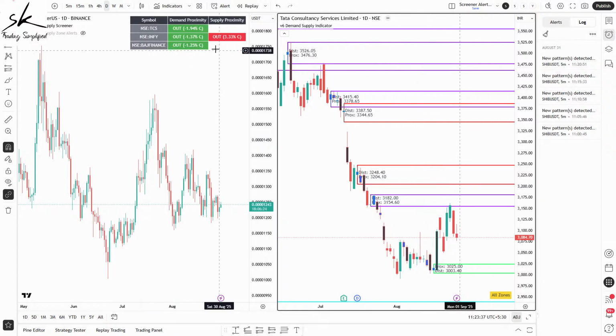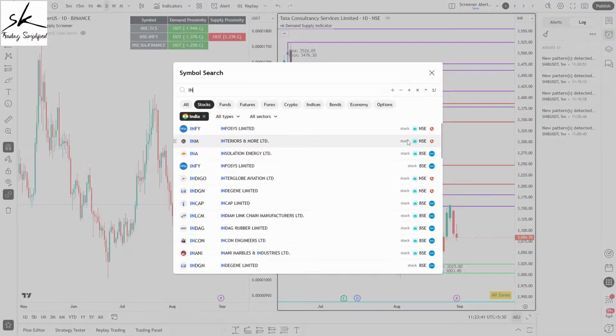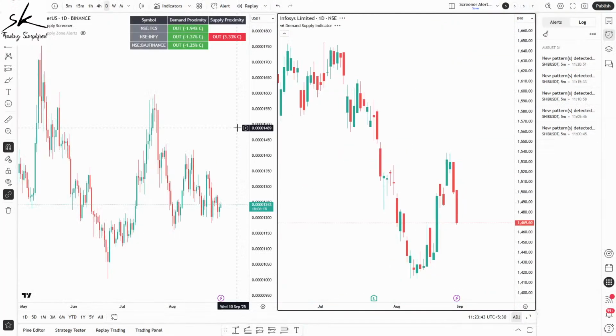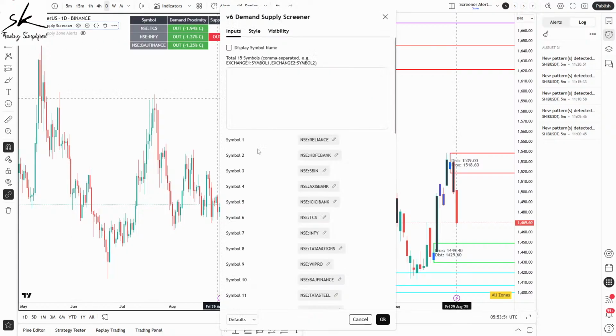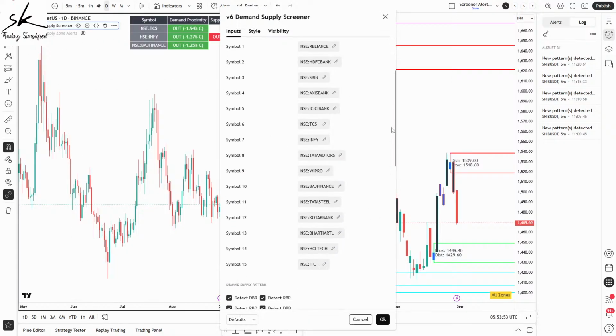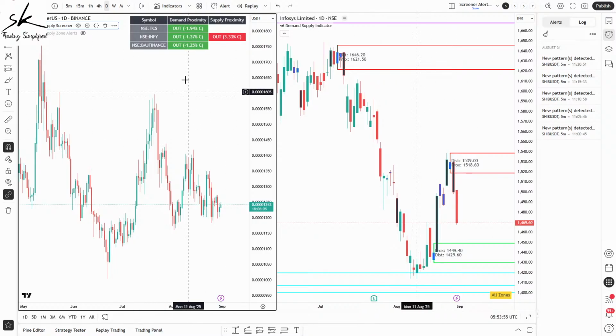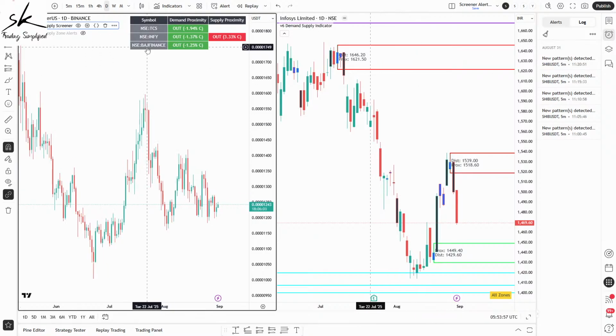Similarly, if I go to INFY, you will see INFY has proximity to both demand as well as supply. And similarly, if I go to Bajaj Finance, what you can see is what the screener is doing: if I've given a list of 15 symbols, I don't have to analyze all 15. It is telling me, out of these, you can only check these 3.